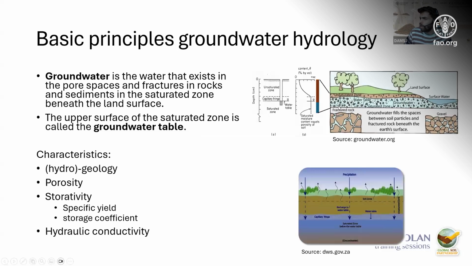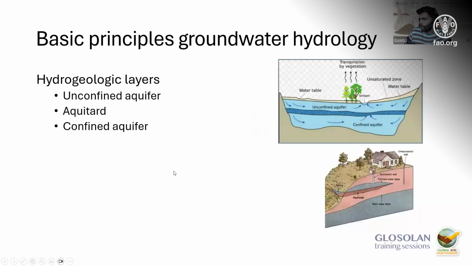I assume you know by now that you have the unsaturated zone, the saturated zone, with the groundwater table being the divide. The groundwater system is characterized by hydrogeological characteristics, similarly to the unsaturated zone, as Ingeborg described. Also, the porosity plays quite a big role in the transport of pollutants. You have the storativity characteristics and the hydraulic conductivity that determines your transport. So the hydrogeological layers: you have unconfined layers which are in contact with your land surface and your river system.